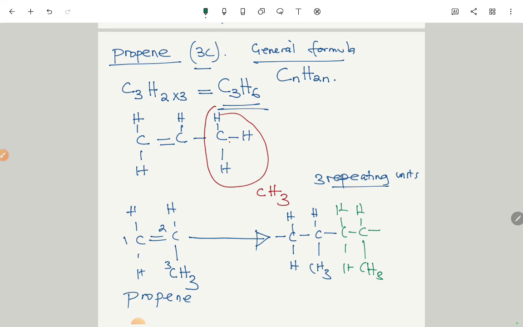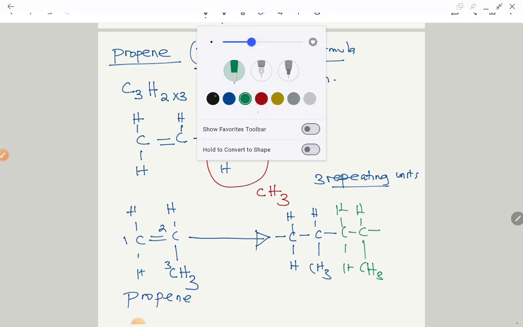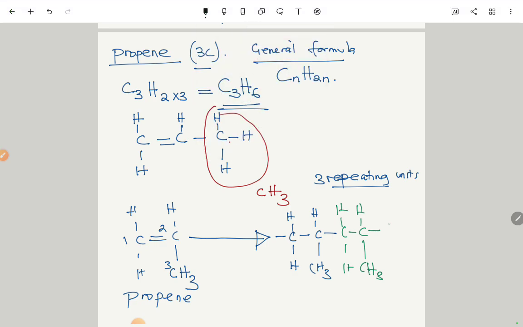Again, we'll have something like this. Remember, we don't close there. H, H, H, C, H3. Remember, the reason I've used different colors here was just to show you that we have 3 repeating units. So this is 1, 2, and 3.